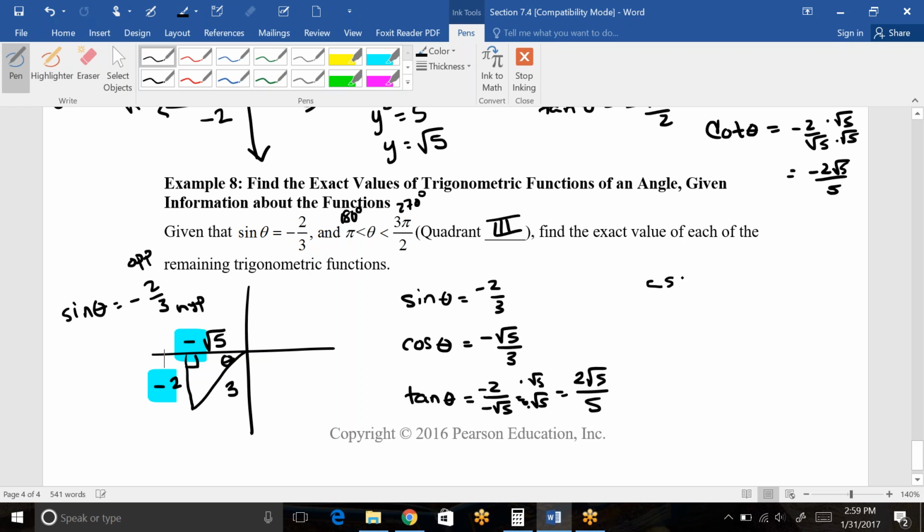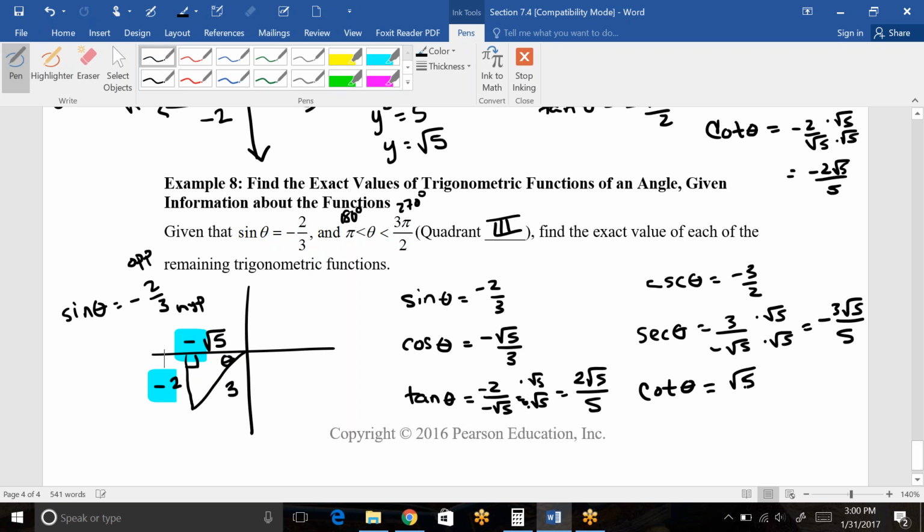For cosecant, we flip the first one. So cosecant of theta is negative 3 halves. Secant of theta is 3 over negative square root of 5. I need to rationalize that, so it's going to be negative 3 square root of 5 over 5. And cotangent, I would flip tangent right here and realize that the negatives cancel. It's square root of 5 over 2. So that is all 6 of those trig ratios. So that is the end of section 7.4.